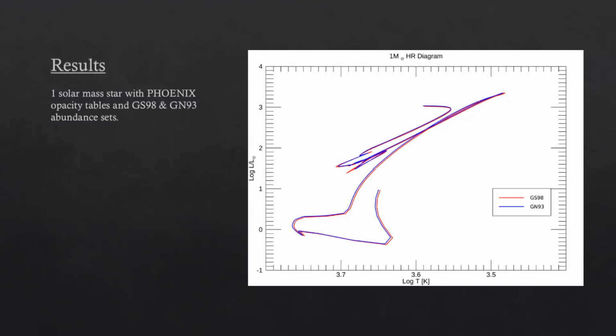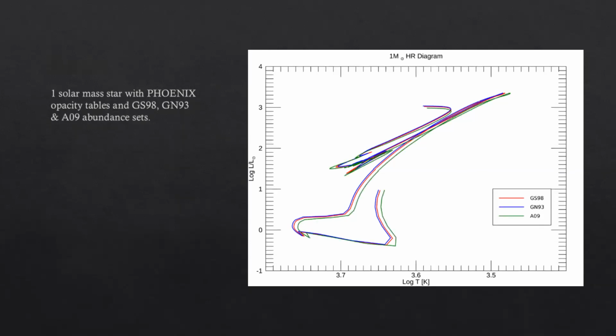If we compare it with GN93 now, we can see that they are not exactly the same. There are some differences, not too many though. They are pretty close, very minute differences. If we add the A09 one, that's a little bit different. Those differences are completely numerical; there's no different physics going on there. The A09 one is a bit cooler everywhere, especially after the main sequence, during that red giant branch. That's a bit different, the green one.